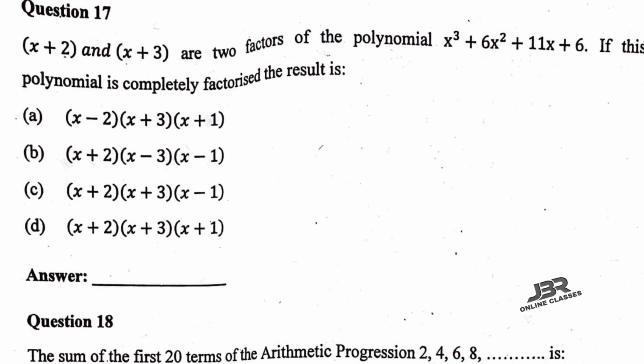Now next one, sum number 17. x plus 2 and x plus 3 are the two factors of the polynomial x cube plus 6x square plus 11x plus 6. If this polynomial is completely factorized, then the result will be, so first here x plus 2, x plus 3, here also x plus 2, x plus 3, here also x plus 2, x plus 3. So C and D will be your answer. Just check it. If x equal to 1 satisfies this equation, then definitely the first one will be the answer, and if x equal to minus 1 satisfies this equation, then that will be your answer. So here x equal to minus 1 satisfies this equation. So definitely D is your answer.